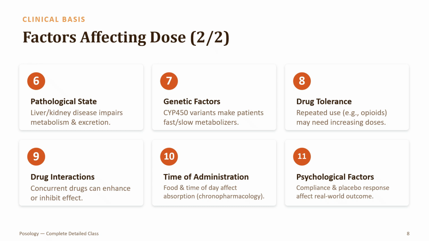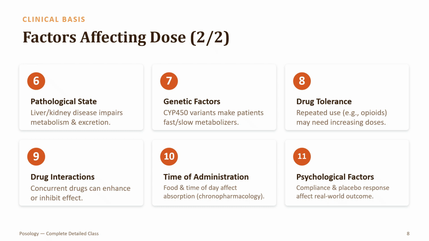Next factor is pathological condition or disease state. Liver disease, that is cirrhosis, impairs drug metabolism, and kidney disease impairs drug excretion. Both require dose adjustment, usually downward, to prevent toxic accumulation. Next is the genetic factor, or pharmacogenetics. Some individuals are fast metabolizers and others slow metabolizers of certain drugs due to genetic variation in liver enzymes, like CYP cytochrome P450 variants that make a patient a fast or slow metabolizer.